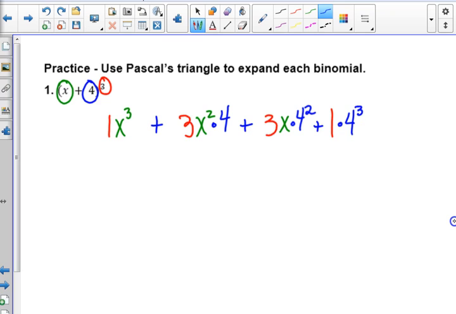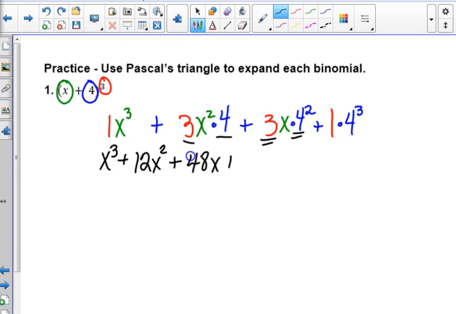So now we just need to simplify. 1x cubed is just x cubed. Plus, got to do 3 times 4 here, which is 12x squared. This is 16 times 3, which is 48x. And anybody know 4 to the third? Okay. I don't know if that was a whole lot faster than foiling, but I had less of a chance of making a mistake and forgetting a term. I didn't have to combine like terms. It didn't hurt my head as much. Kind of fun. It feels like magic, right?